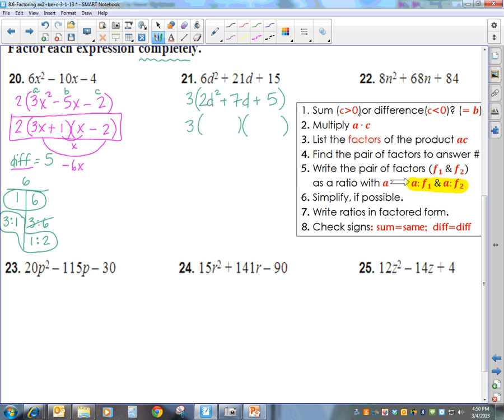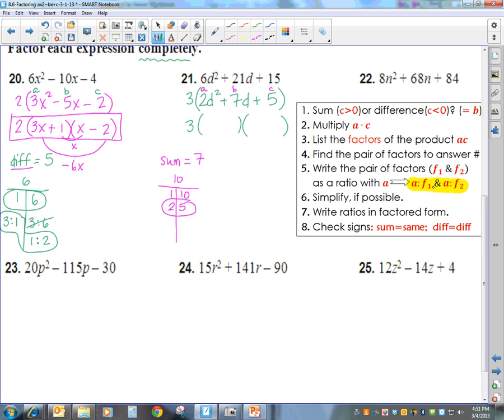Okay? Sum or a difference. I look at the last term. It's positive. That means I'm looking for a sum. And my sum will be equal to my middle term. Remember, this is my new A, B, and C. So my sum will be equal to 7. I multiply A and C together. So 2 times 5 is 10. And I start listing the factors. 1 and 10, 2 and 5. I'm looking for numbers that add up to 7. 2 plus 5 is 7.